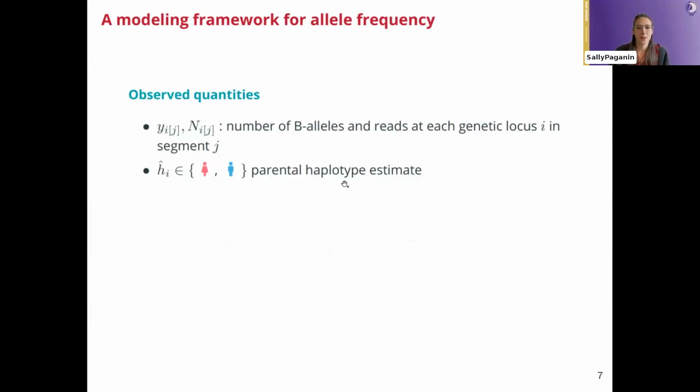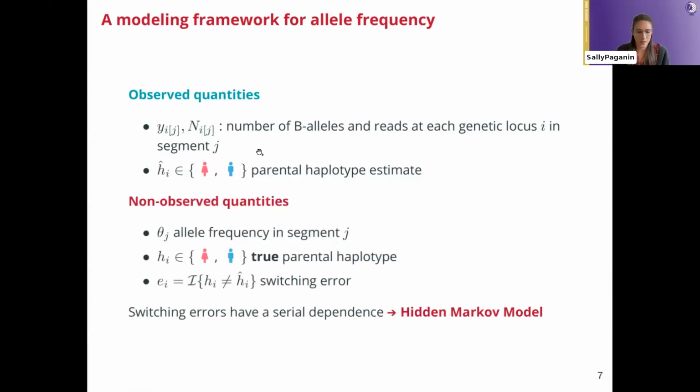Okay, we needed all this to finally put some notation for our model. So here we have a set of observed quantities: the number of alleles, the number of segments, that are the number of reads, and these are classified according to some segments, and an estimate of the parental haplotype. We have some non-observed quantities, which is the allele frequency for each segment, a true parental haplotype, which may be different from the one estimated, and something that accounts for this difference, what we call a switching error.